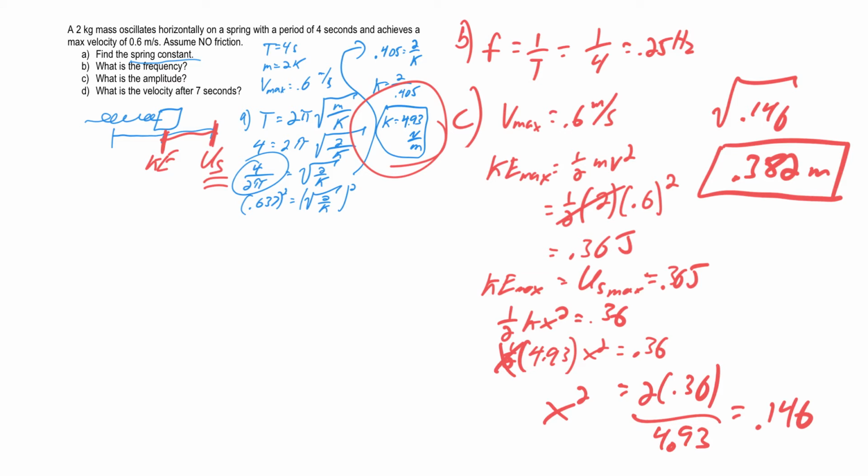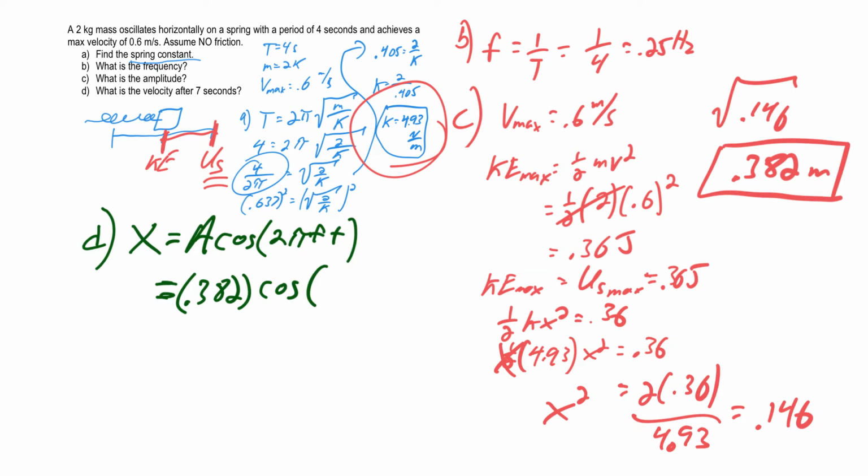All right, so letter D. This one's asking for the velocity after 7 seconds. Now there actually is an equation that'll tell us the answer to this, but I'm not going to do it that way, even though it's easier, because honestly on the AP test they will not be giving you that equation. The equation they will give you is this one, x equals A cosine 2 pi f t. This will help you find the position at that time. So we're going to do that first, and then we'll use our position to go ahead and find the velocity.